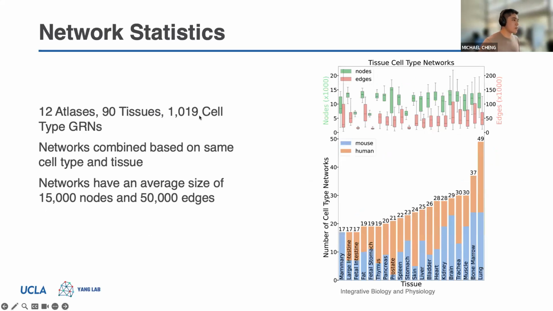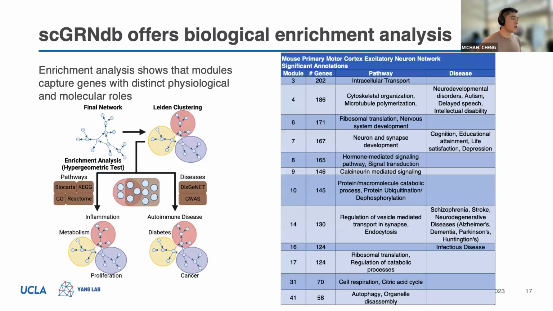And across these 12 atlases, we've profiled over 1,000 cell type gene regulatory networks across 90 tissues. Here I show just the top 20 tissues by number of cell type networks in them. We see that most of these networks have around 15,000 nodes and 50,000 edges. This is just brief numbers before getting into how we're actually interpreting these networks.